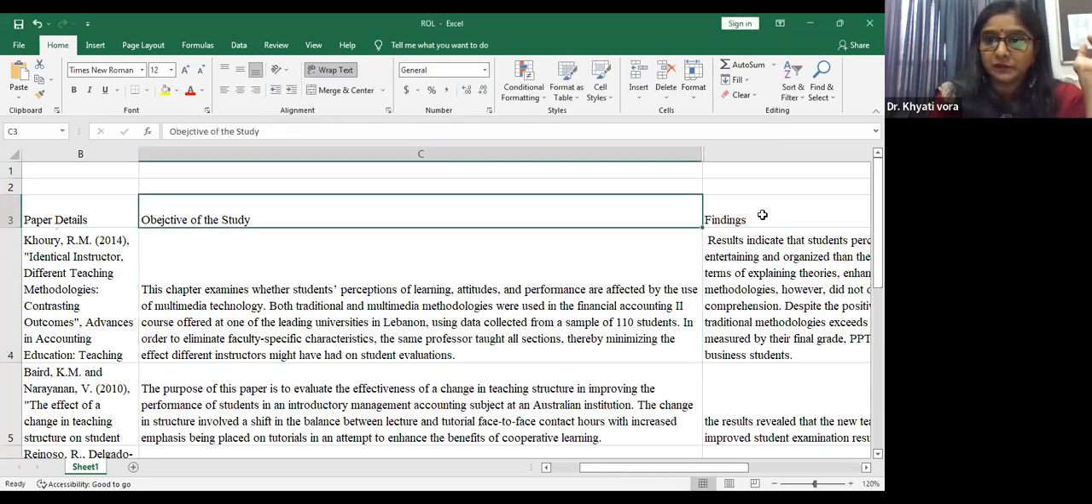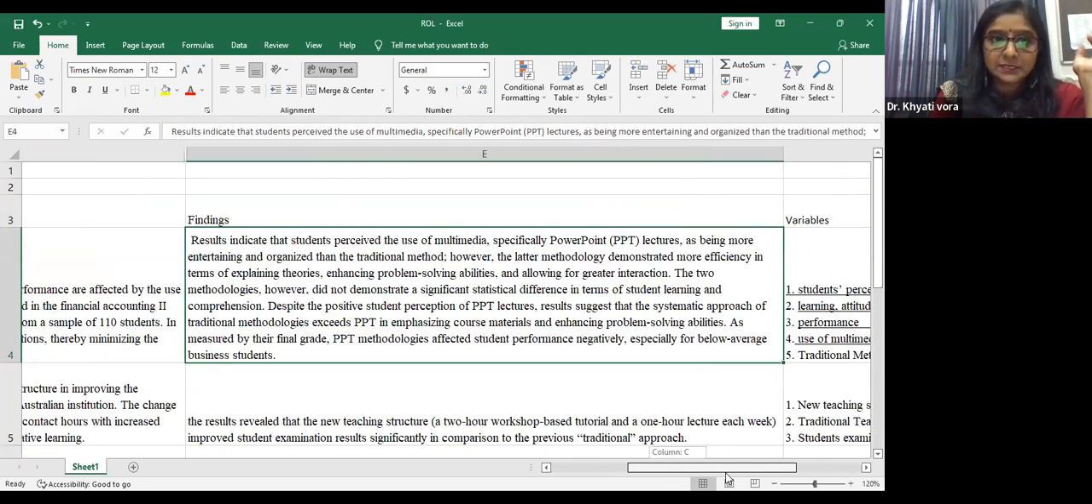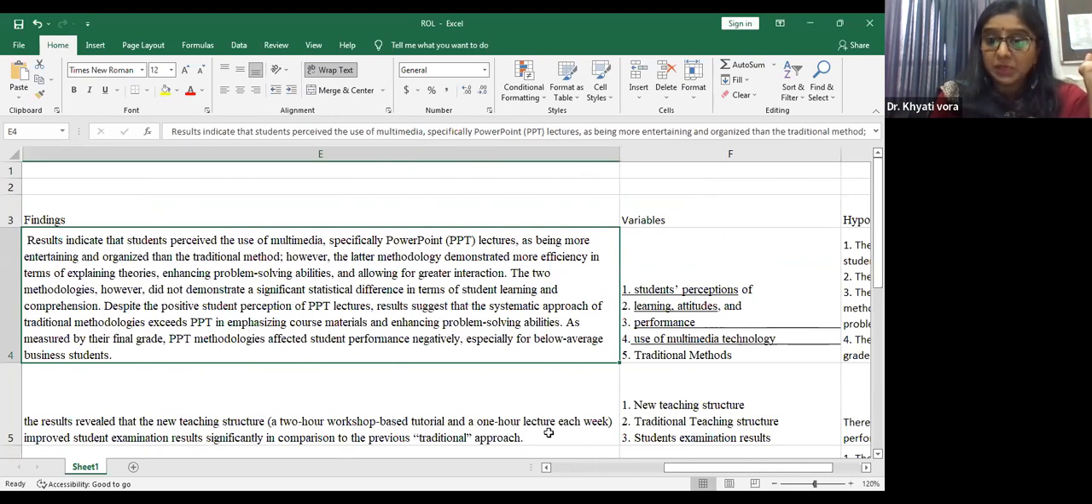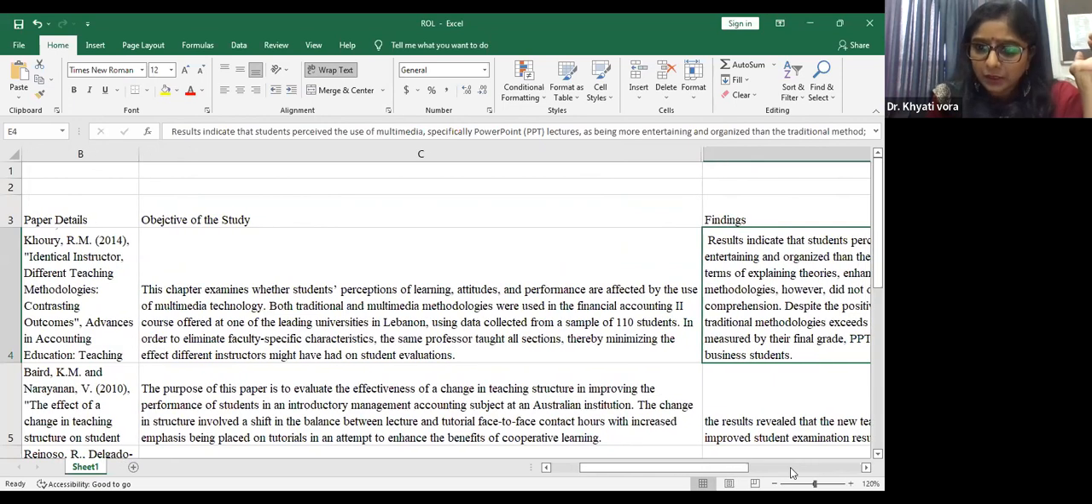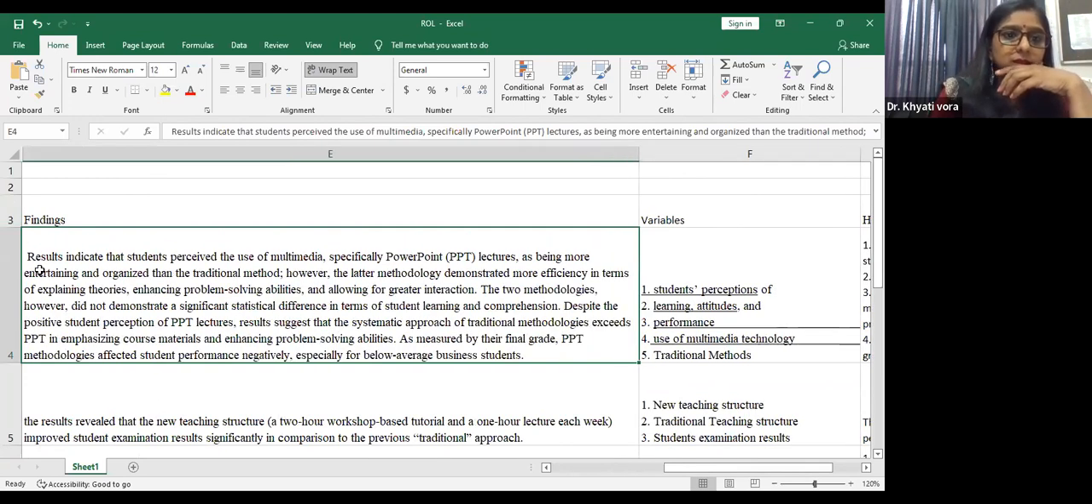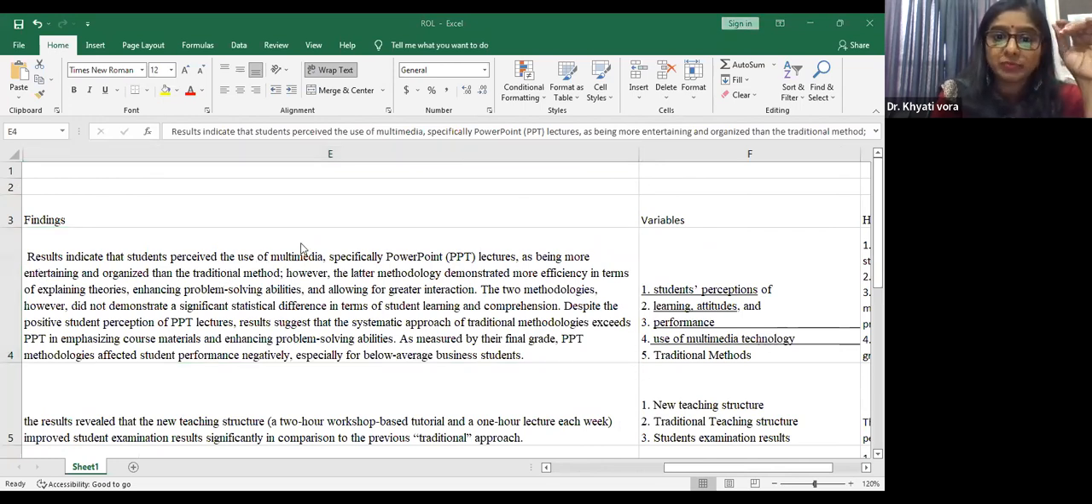So let us come to the finding of that person. Can you all see the findings now? I am helping you to derive your variables and then how to frame hypothesis. Just a second, why is this happening? The results indicated that students perceived the use of multimedia, especially PowerPoint lectures, as being more entertaining and organized than the traditional media. So this was their outcome. However, the latter methodology demonstrated more efficiency in terms of explaining theories, enhancing problem solving abilities, allowing for greater interaction. So then that person has explained how the methodology was taken up. The two methodologies, however, did not demonstrate a significant statistical difference in terms of students' learning and comprehension.